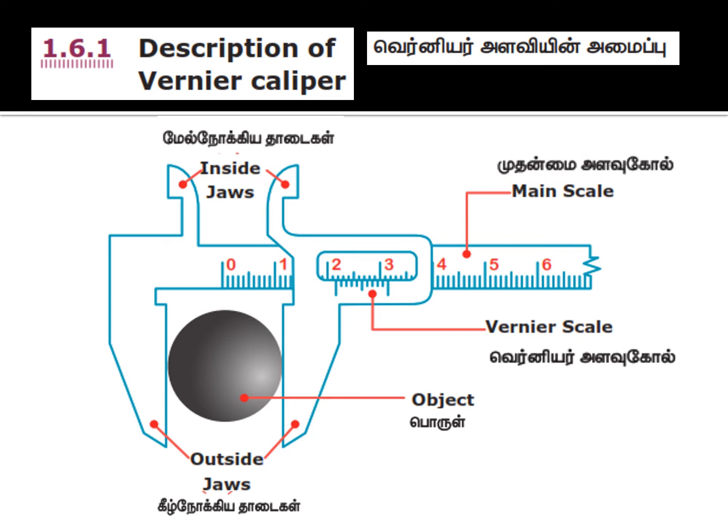The lower jaws are used to measure the external dimension and the upper jaws are used to measure the internal dimension of the objects. The thin bar attached to the right side of the vernier scale is used to measure the depth of the hollow object.